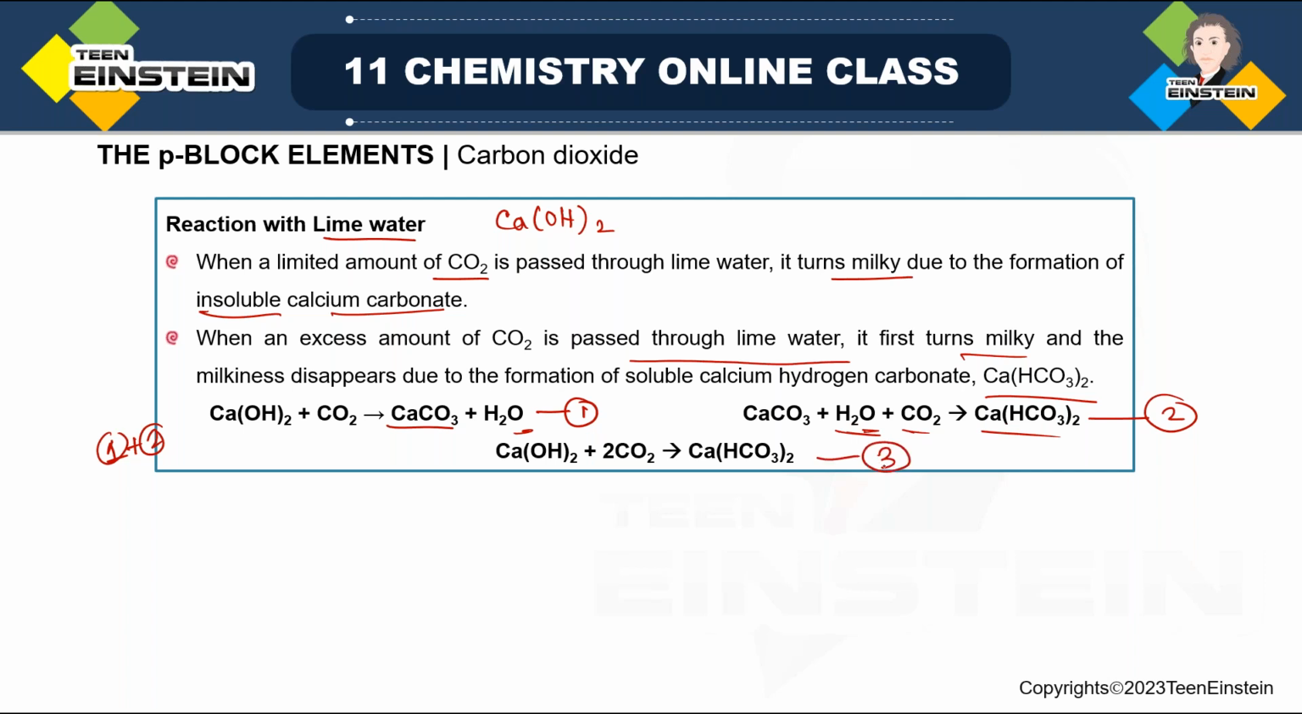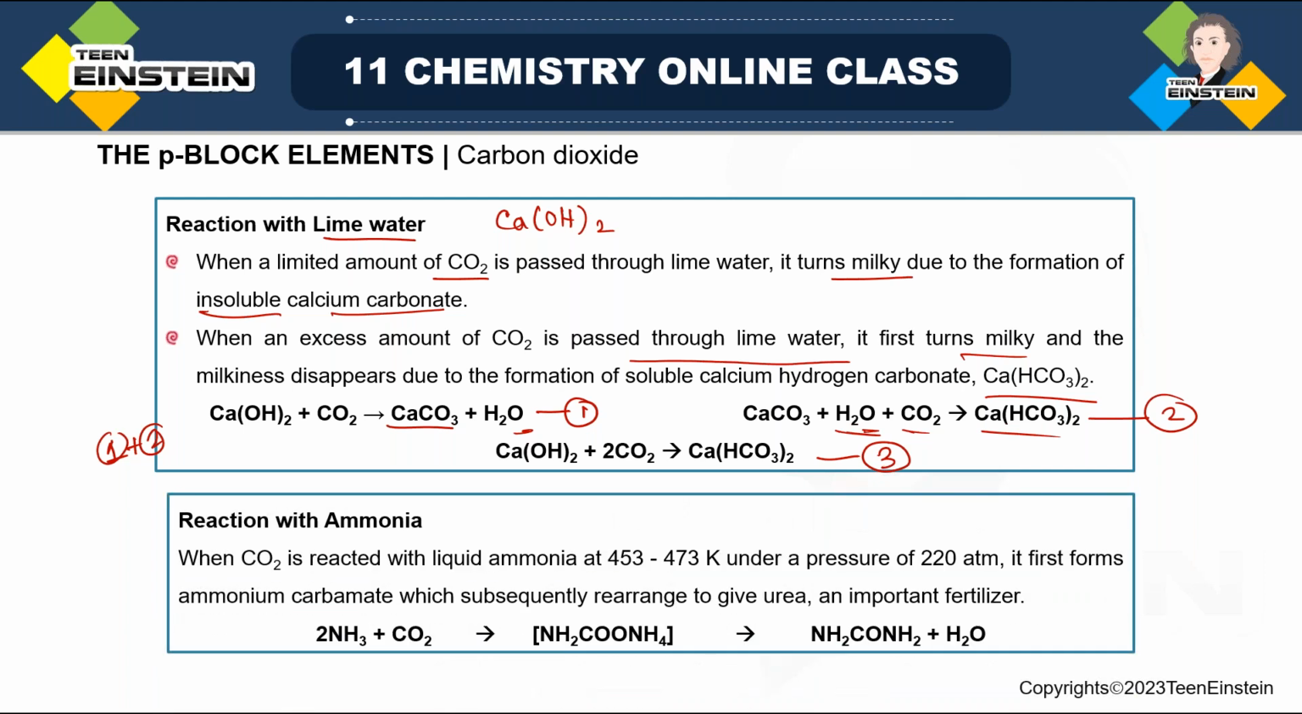Okay. Reaction of CO2 with ammonia. It will lead to formation of urea, which is a very important fertilizer. So we can say that CO2 can be used for the synthesis or manufacturing of urea. CO2 is reacted with liquid ammonia at a temperature of 453 to 473 Kelvin.